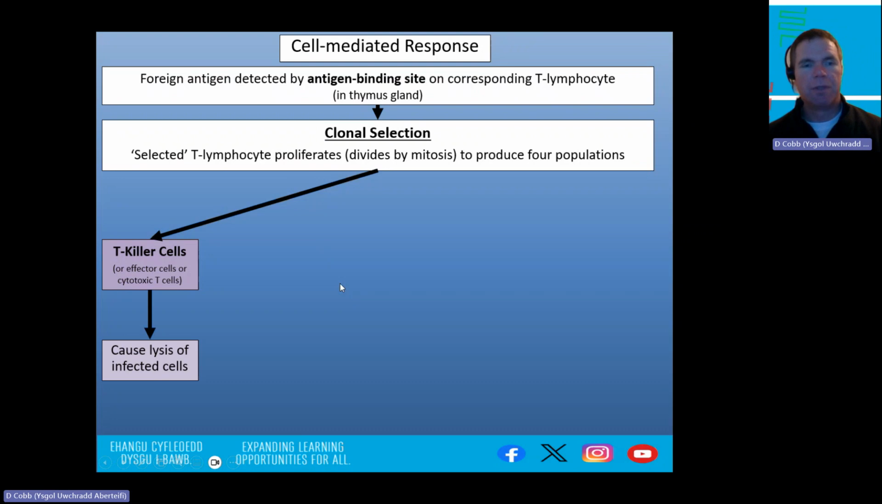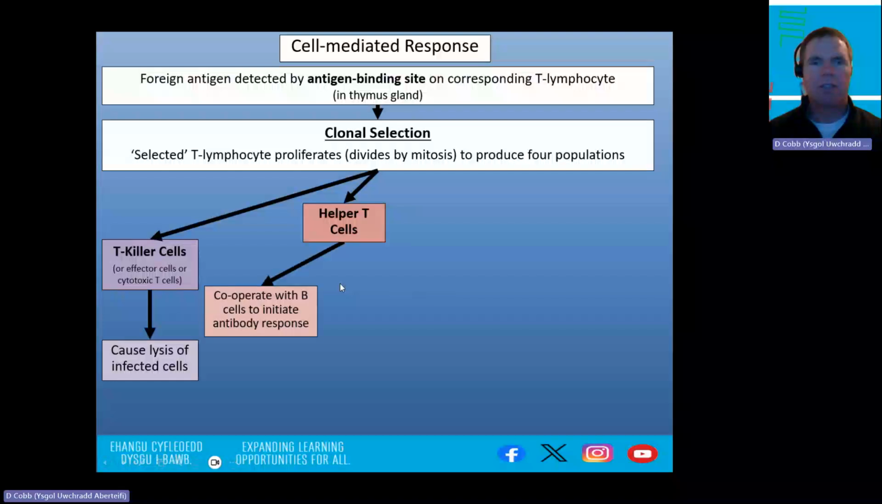And their job is to cause lysis of infected cells. Lysis means splitting, so they directly kill any infected cells, cells that have been infected. This is probably more relevant with a virus. Then we get helper T cells.